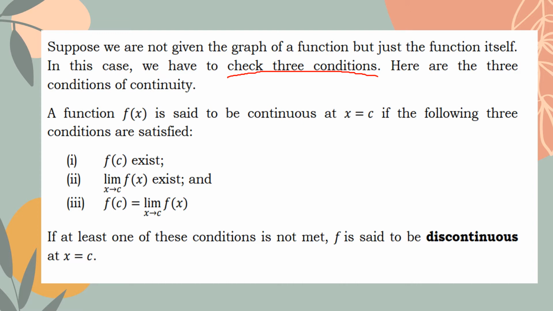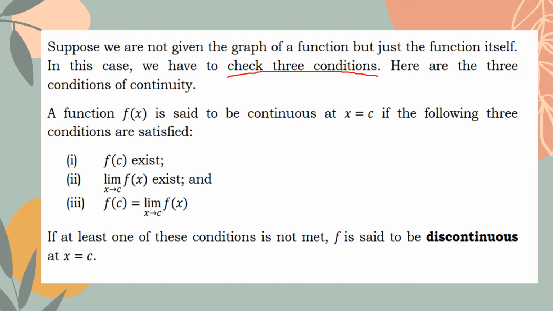So let's try to remember these. It says here that a function f of x is said to be continuous at x equals c if the following 3 conditions are satisfied. Number 1, f of c exists. We already discussed this on the previous discussions, right? That f of c is a value at the graph, and this is a certain value, right? You don't have to evaluate it from the left and from the right.